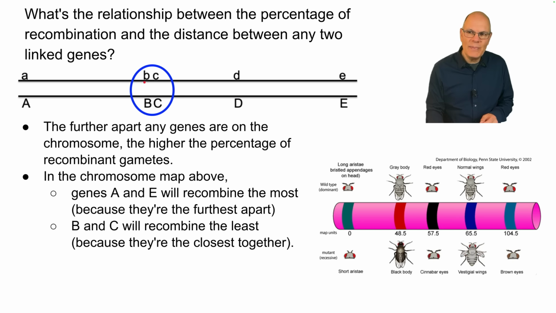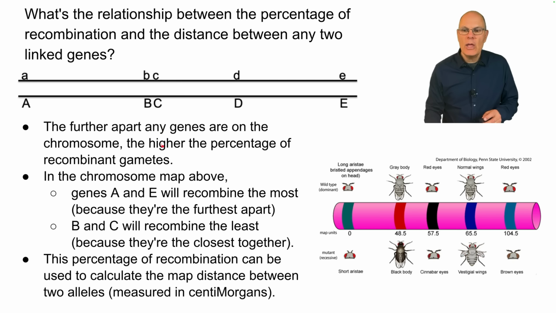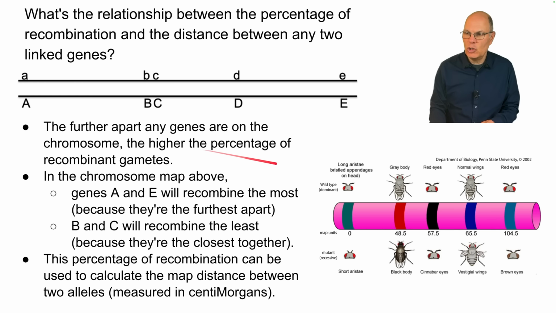But genes B and C, they'll recombine the least because the only way that they can cross over is if there's a chiasma right over here at this specific spot that would enable little c to jump over here, big C to jump over here, or B could do the same. The percentage of recombination can be used to calculate the map distance between 2 alleles.